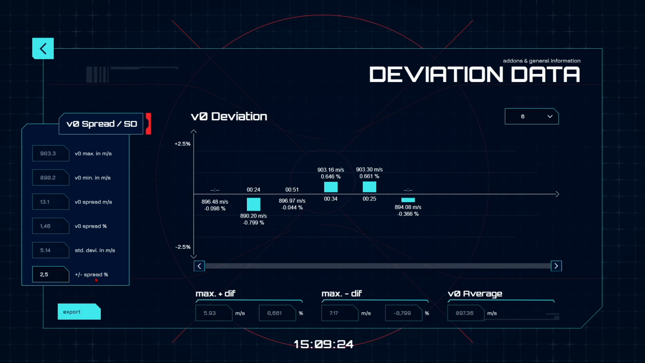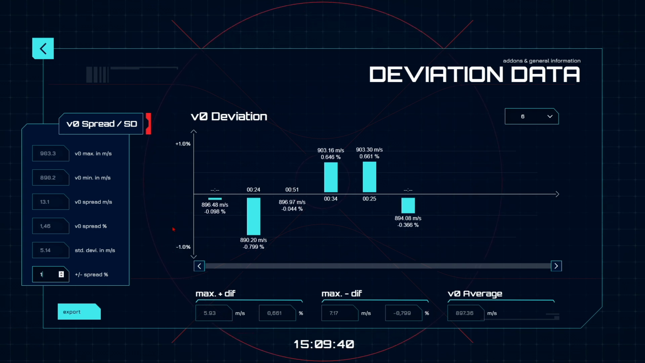Lastly, we here have the option to change an acceptance window for a plus or minus percentage spread. Right now we are set to 2.5%, and this means that all of these bars right now are labeled blue. If we were to change this to 1%, we can see how the changes are significantly larger now in the overall view here. But everything is still blue because it's all still within this 1% acceptance spread.